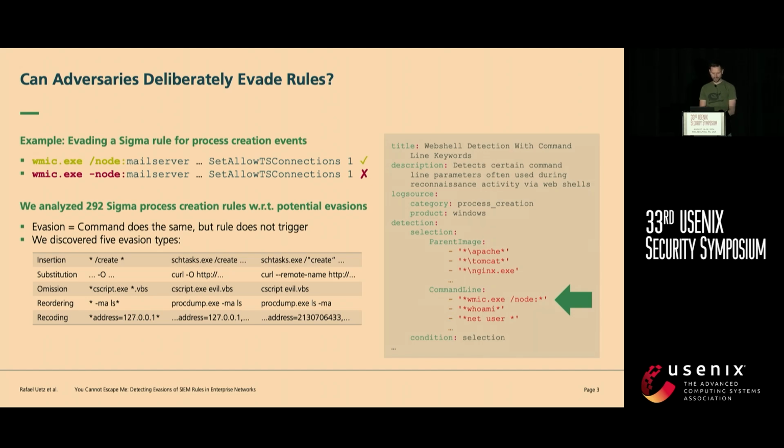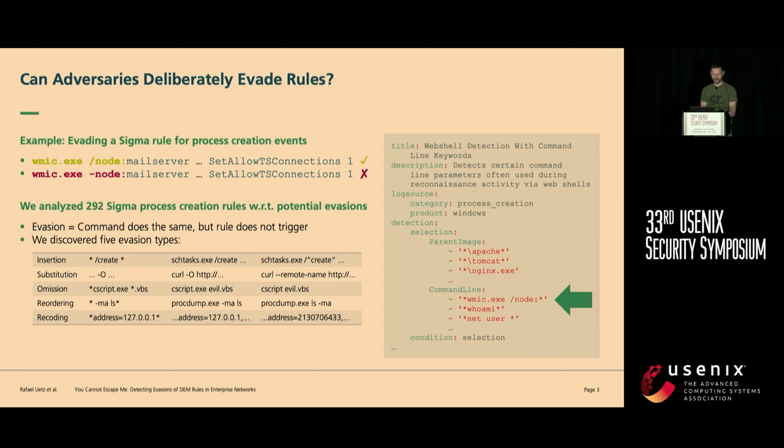The first one being an insertion. So in some cases, we can simply insert irrelevant characters into a command line, such as quotation marks, that simply do not change the outcome of a command, but maybe signatures within Sigma rules do not trigger anymore. Then we have substitutions, where we can, for example, exchange parameters with alternatives.